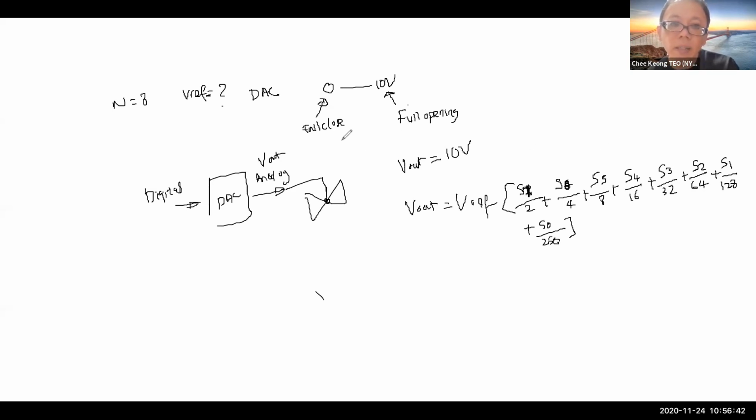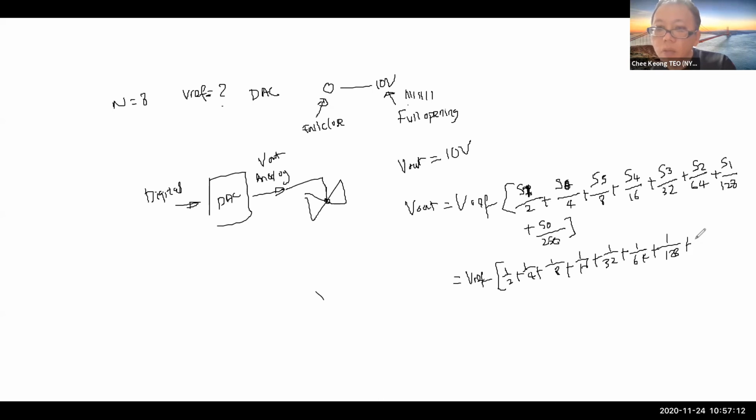Now, at the maximum full opening, all the bits must be 1, for 8 bits, from S7 to S0. So if you calculate with V ref times 1 over 2 plus 1 over 4 plus 1 over 8 plus 1 over 16 plus 1 over 32 plus 1 over 64 plus 1 over 128 plus 1 over 256, and we know V out is 10 volt.